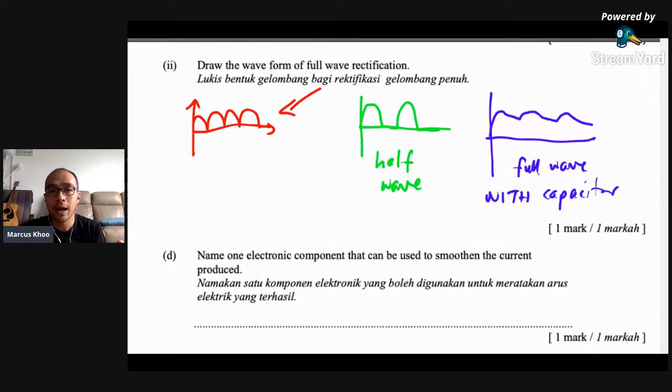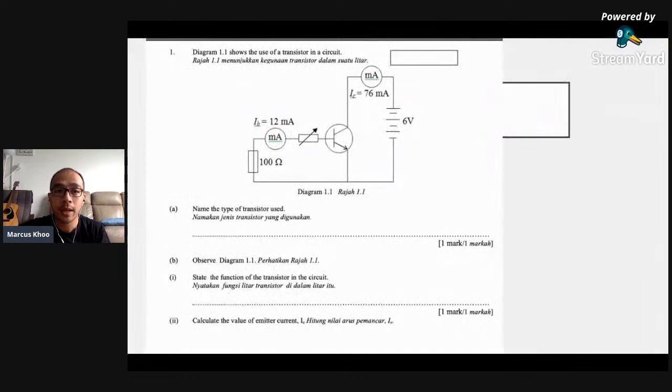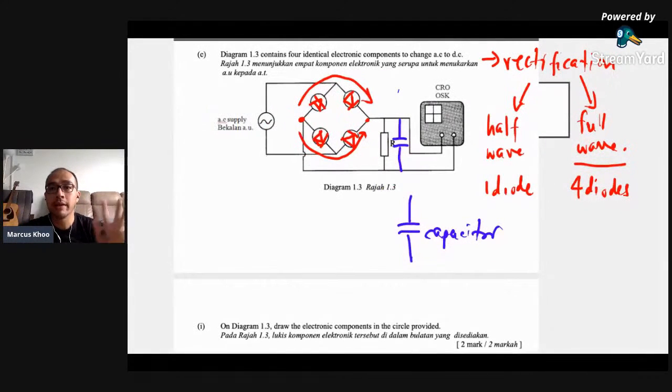If you want to know what a half wave circuit is like, just remember it's just one diode, one resistor. I hope that this clarifies things. It's good for us to also revise. Let me just check if there are any questions from anybody. Nobody, no questions. All right, good.